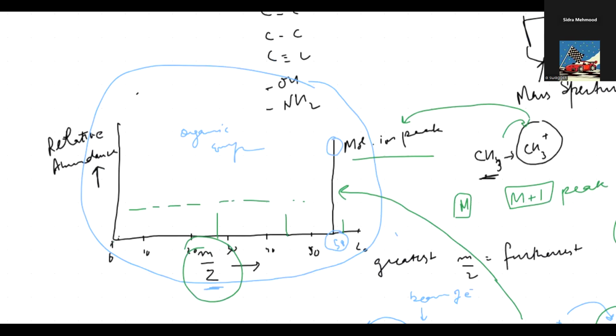Molecular ion peak means whichever molecule we have in the sample, it gets ionized, and the peak we are getting, that's why we are calling this the molecular ion peak. Molecule means whichever molecule is in the sample, and ion means it gets ionized. And the peak that we observe in the form of a mountain, we call this a peak. So that's why it is the molecular ion peak.